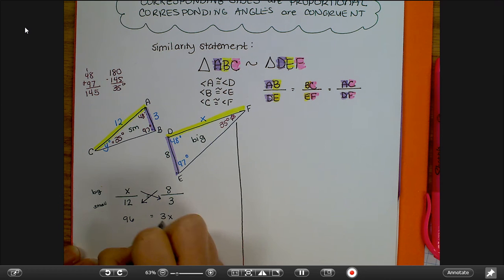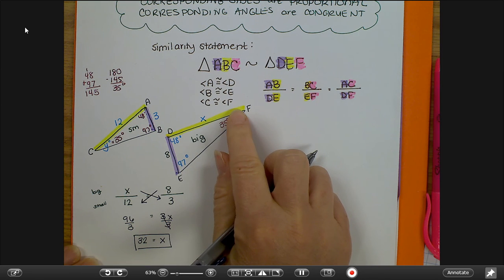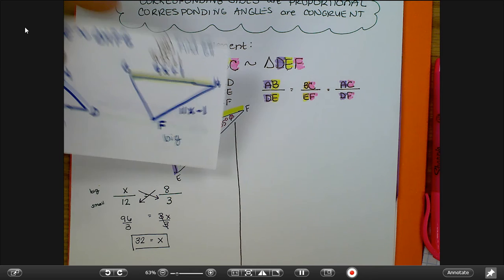And at that point, you need to divide both sides by 3. So 32 equals x. So the length of this side of our triangle is 32. All right, we're going to do one more problem like that involves a little bit more algebra, and then this video is over.